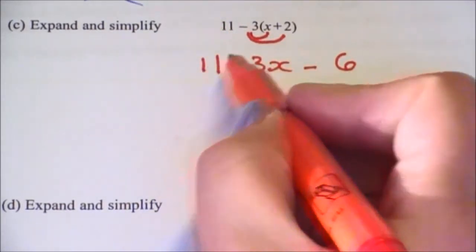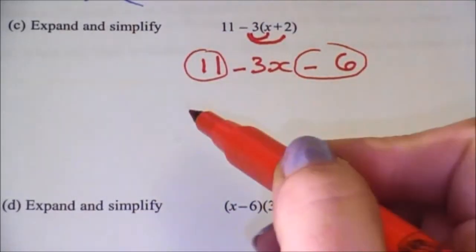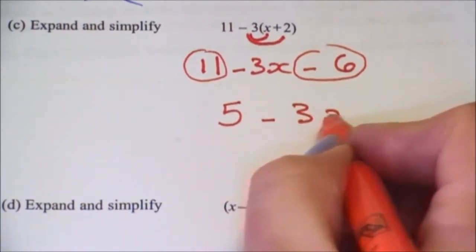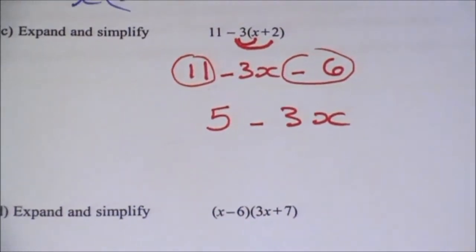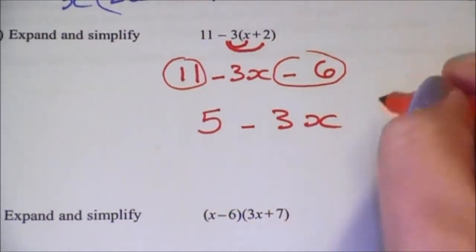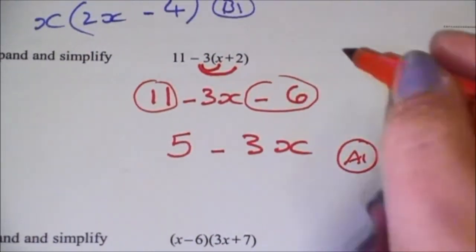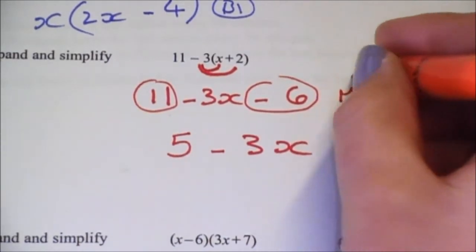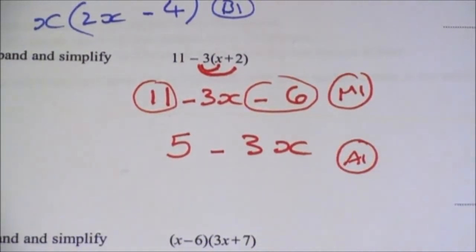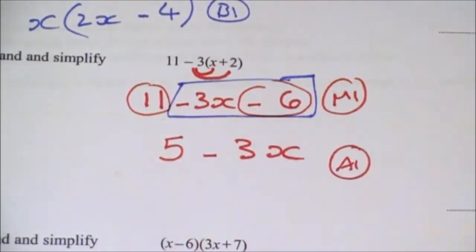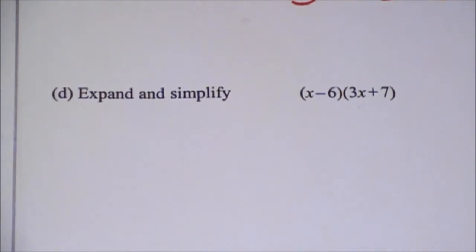And I can then collect the 11 with that negative 6. And 11 take 6 is 5. And I can't do anything with that minus 3x. So my answer is 5 minus 3x. I get an answer mark for that. And my method mark actually comes in for showing that you have successfully expanded the bracket. Question 2D, expand and simplify.